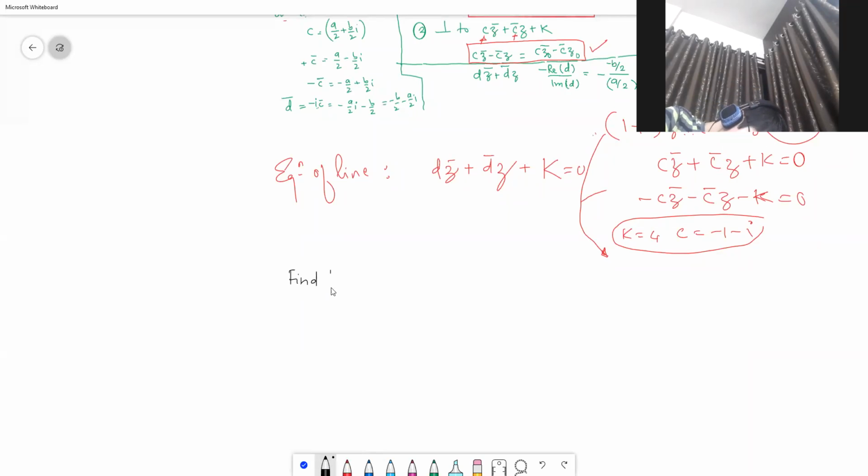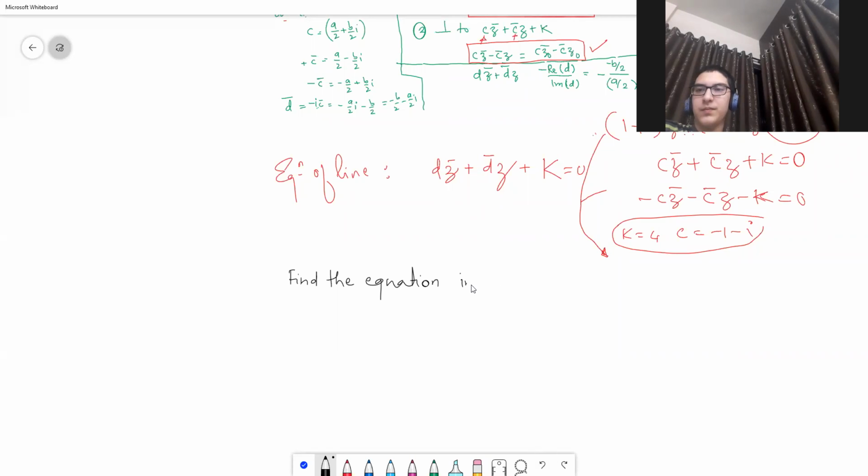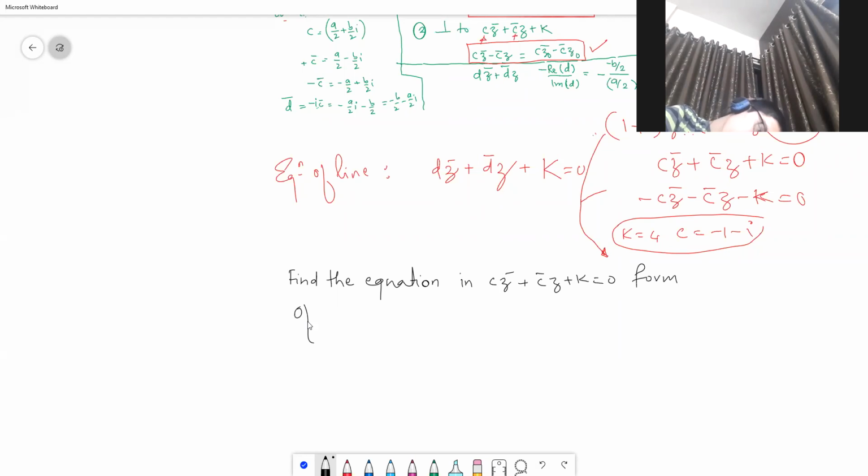Find the equation in c z bar plus c bar z plus k is equal to 0 form of the perpendicular bisector of 3 plus 5i and minus 1 plus 3i.